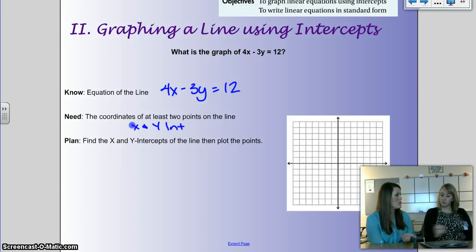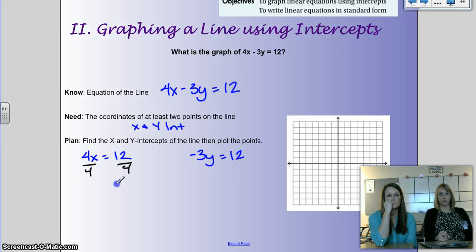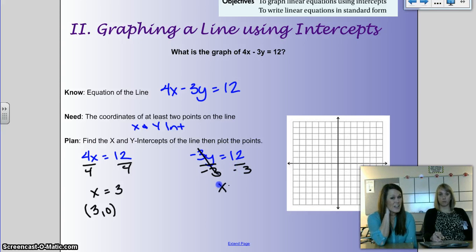So let's find those and plop them on that graph. This is pretty easy. I can just take the first one. So 4x equals 12. And then negative 3y. If you missed this, I'm guaranteeing it's probably because you forgot that negative. So we're solving for x, which is 3. So that's going to be 3, 0. Over here, divide by negative 3, and we're going to have y equals negative 4, which is 0, negative 4.